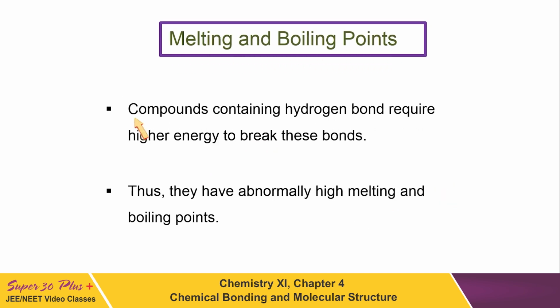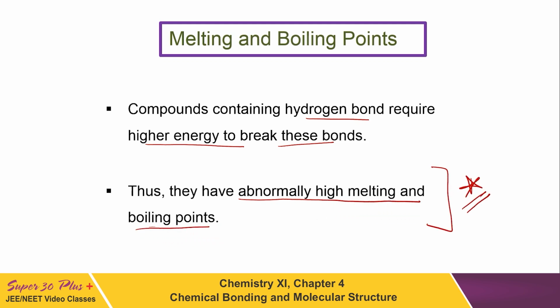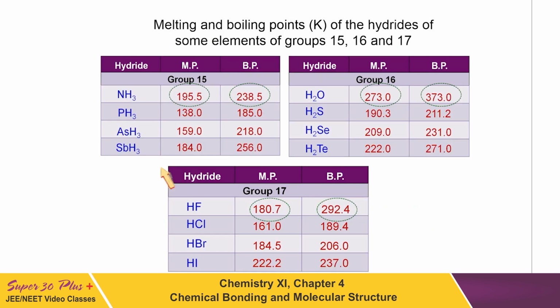Regarding melting and boiling point, compounds containing H bond require high energy to break these bonds, and because of this H bond they have abnormally high melting and boiling point. So please remember this point, that H bond increases melting and boiling point by increasing the force of attraction between molecules. These are a few examples. They are very good examples and very important also.